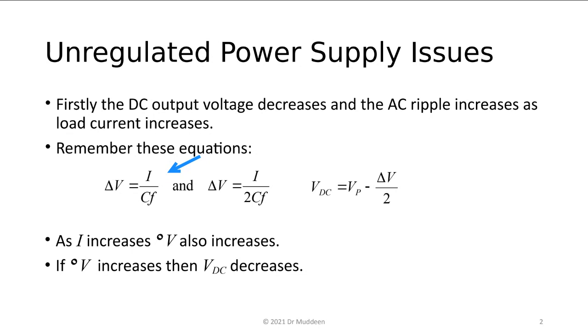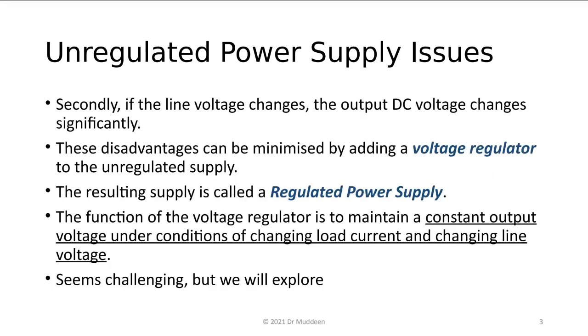And if delta V increases, remember your average DC value given by this equation here. If delta V increases, it means that the average DC value, which is the peak minus half of that ripple, is going to get less. So what we're going to have to do now is to find a way to stabilize that.